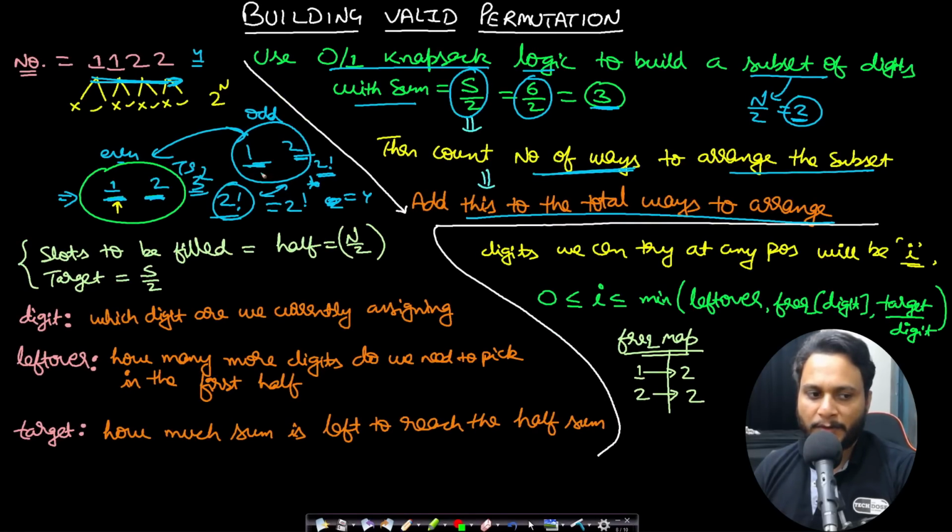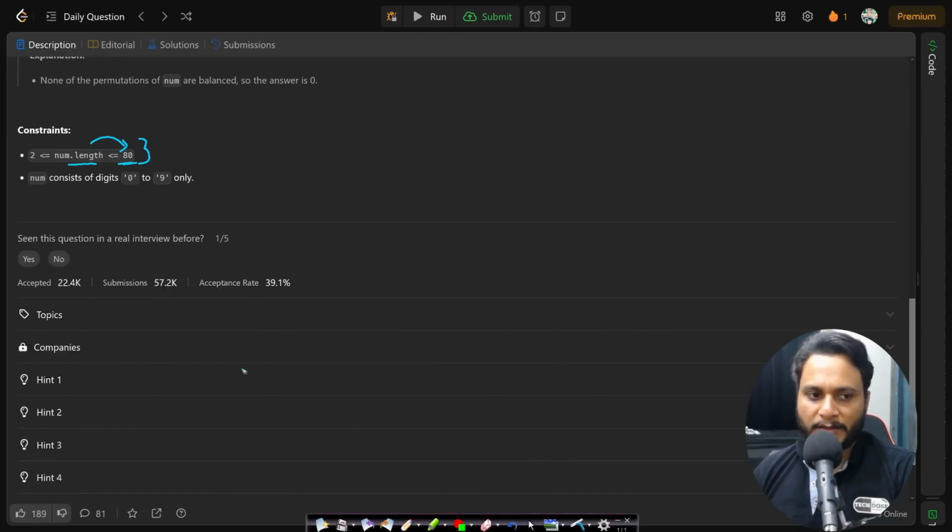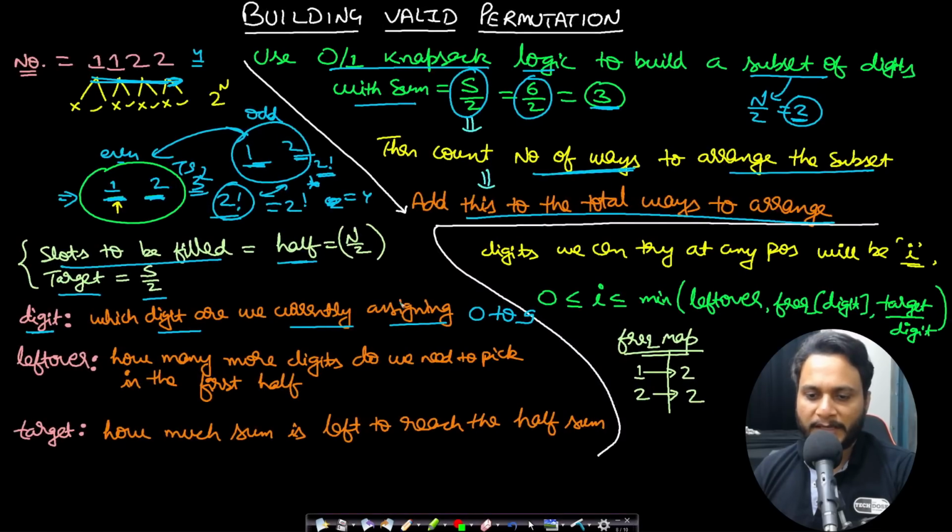Fine. Now I will be defining some variables here. You know that the slots to be filled will always be half and the target sum will always be S by 2, as I have explained. So there are 3 variables that you should consider. One variable is digit. That means which digit are we currently assigning. We will be trying all the digits from 0 to 9 because the problem statement already mentioned that we can have the digits from 0 to 9. So we can try all those digits from 0 to 9.